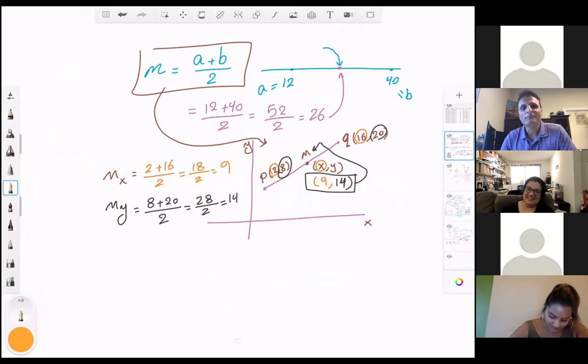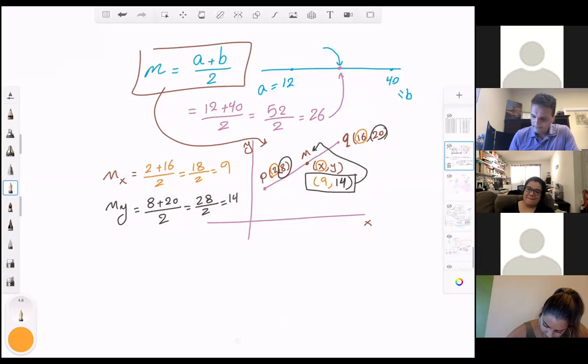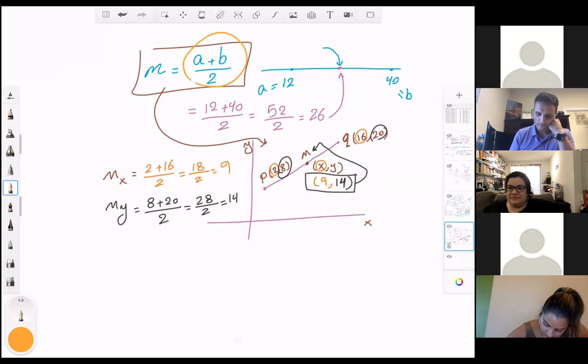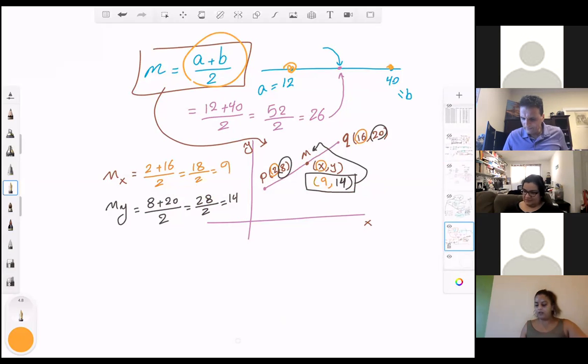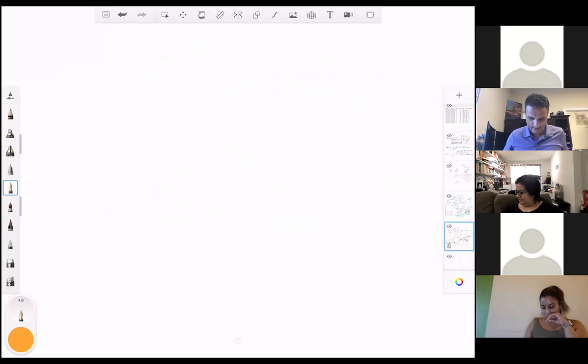So we started with the midpoint. That's the formula for the midpoint: a plus b divided by 2, if a is the initial point and b is the endpoint. What we did was only applying substitution.